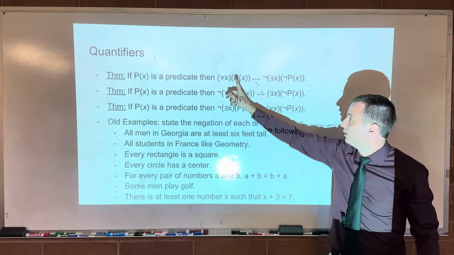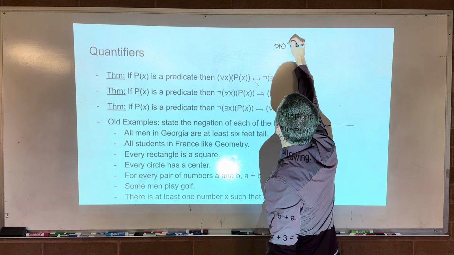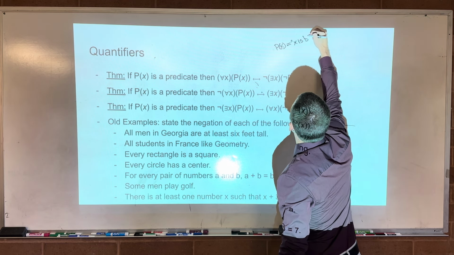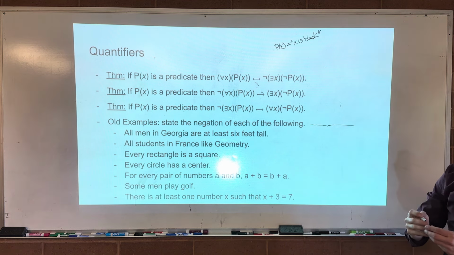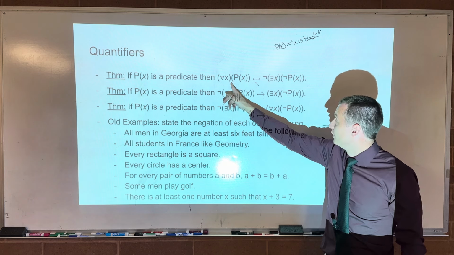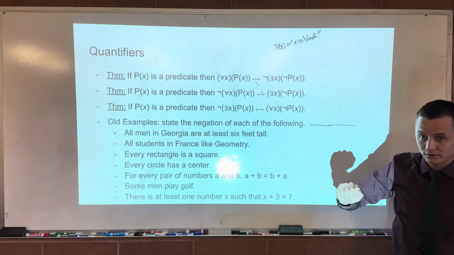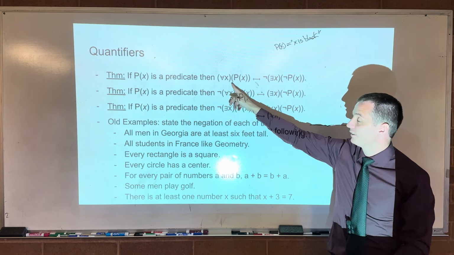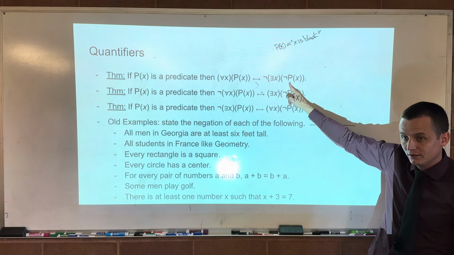Let's pick a statement. What should we pick our p of x to be? We'll do x is black, and we'll pretend that our domain is swans. So this says every swan is black. This is logically equivalent to: it is not the case that there exists a swan that is not black. Makes sense. Every swan is black. It is not the case that there exists a swan such that it is not black.